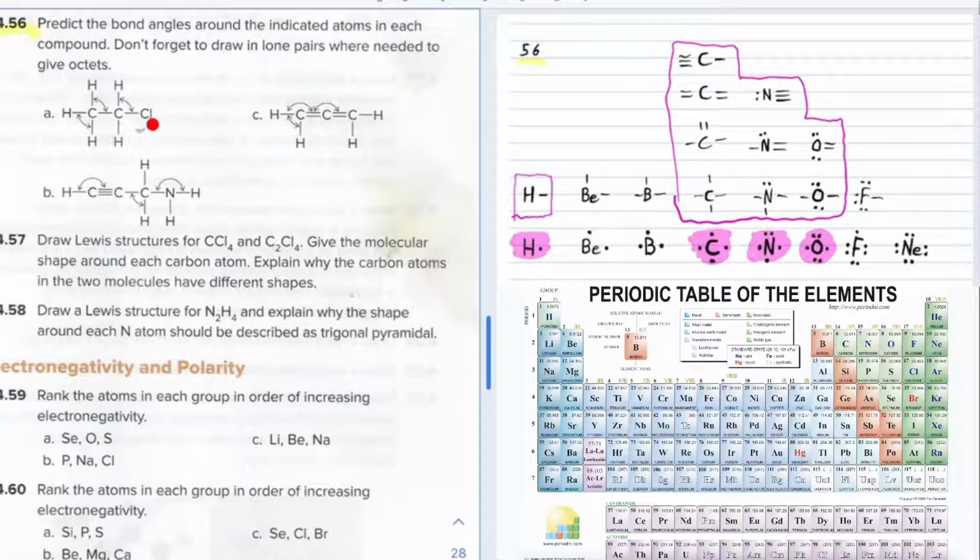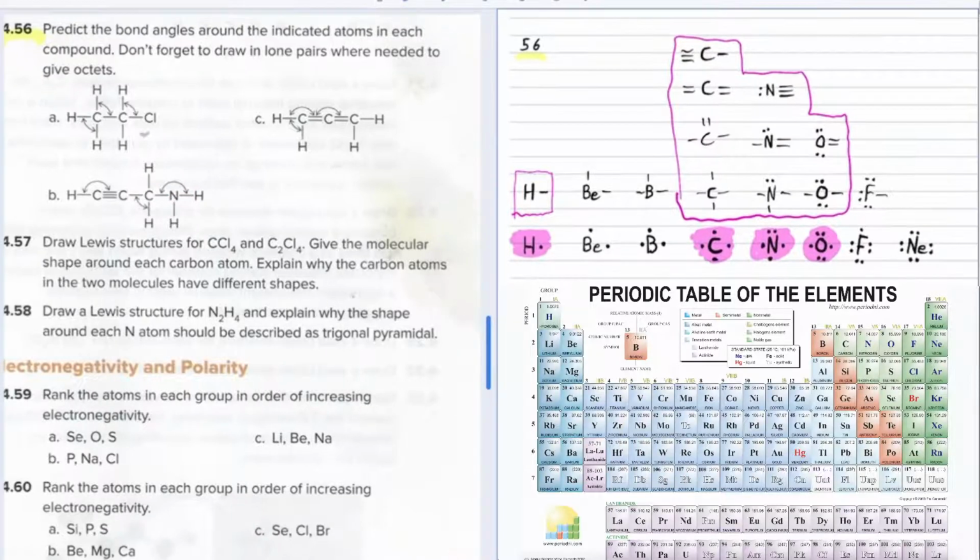It looks like chlorine needs some, and nitrogen needs some over here. And then you're asked for the bond angles in a few places. Now, first of all, let's just verify the Lewis structures. You remember, you can figure out how many lone pairs are needed by using the common bonding patterns as a guide. So hydrogen will always look like this.